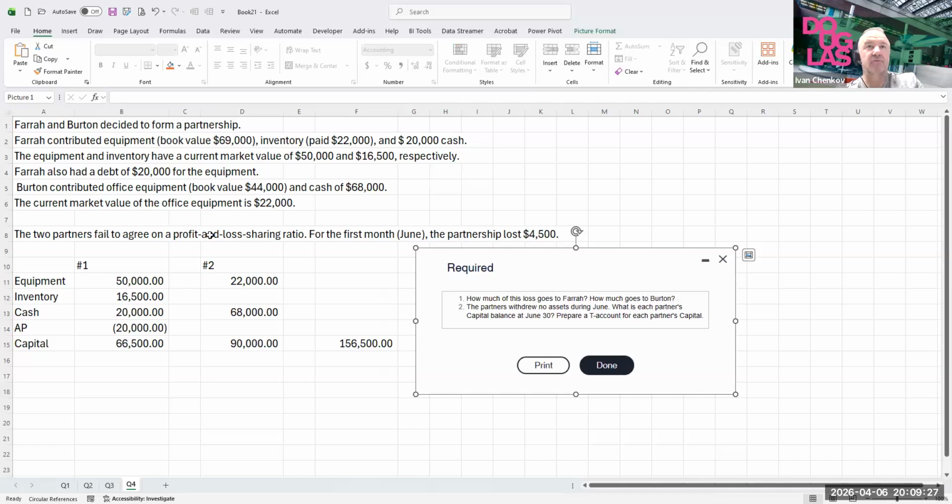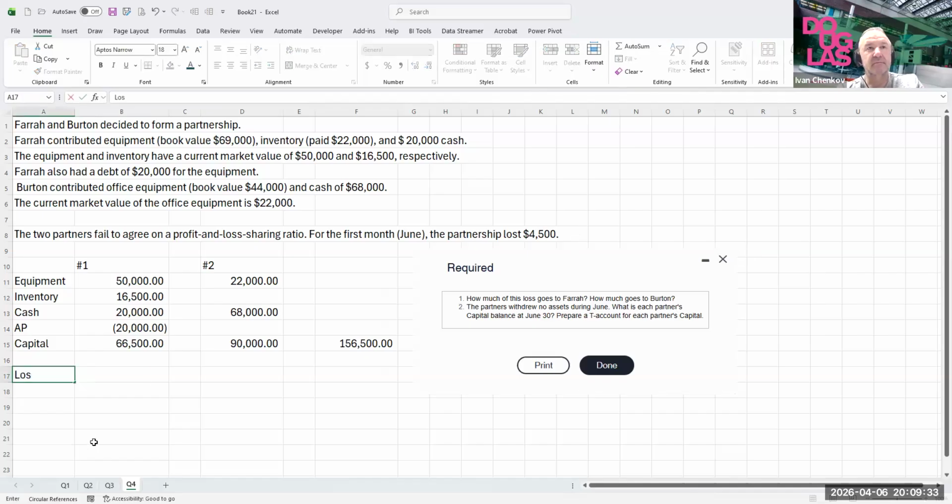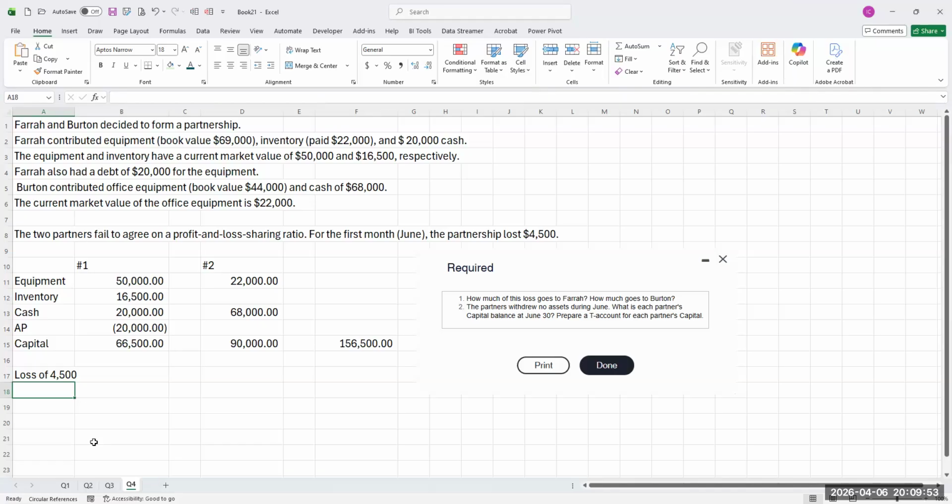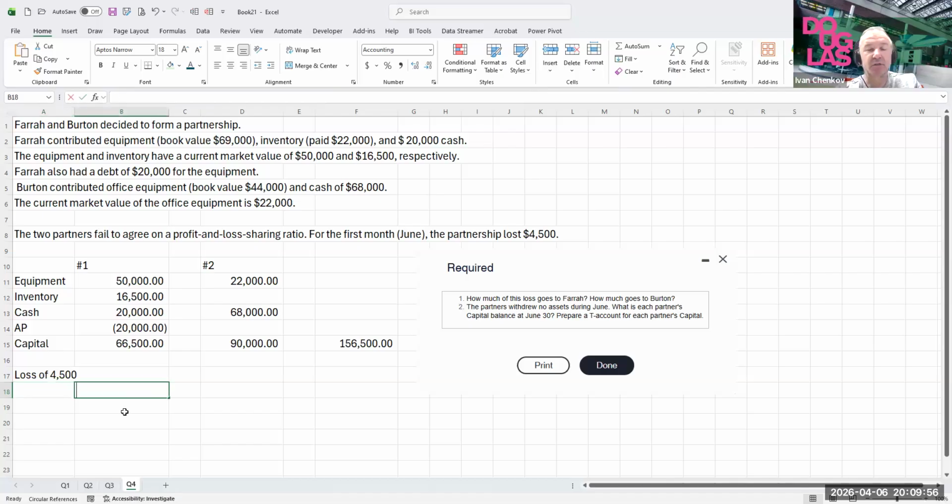So now, since they failed to agree on the partnership losses, the first month of June, they have a loss of 4,500. So the question is, how much loss gets the first person? How much loss gets the second person when we don't have a contract? 50-50. So all the calculation that I did was for nothing with the capital and everything. Why? Because it's irrelevant. All the capital and everything was irrelevant in this case.